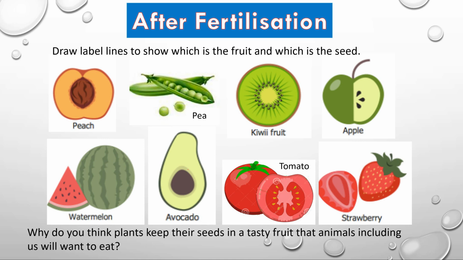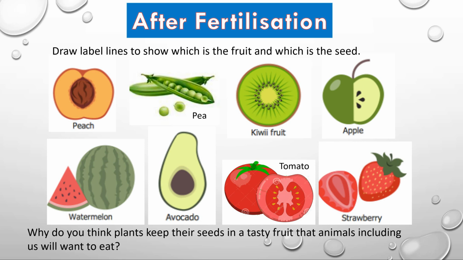Avocado, the stone is a massive seed, with the fruit being that nice green, soft fruit inside. Tomato, we have the little yellow pips that are the seeds and the red flesh of the fruit. And in the strawberry, all of the seeds are these little dots that are on the surface.